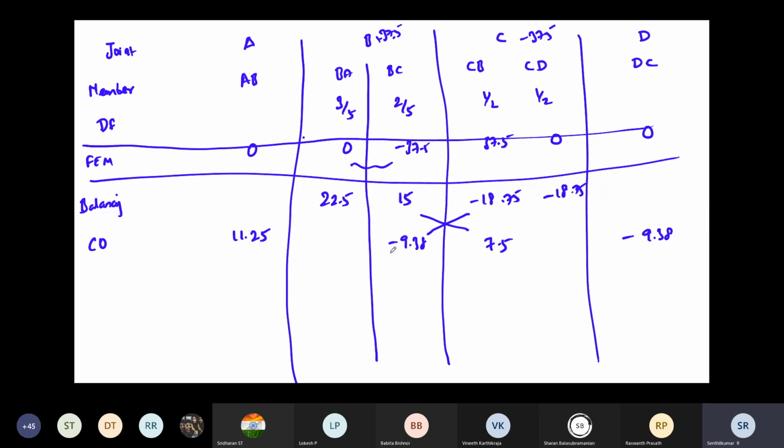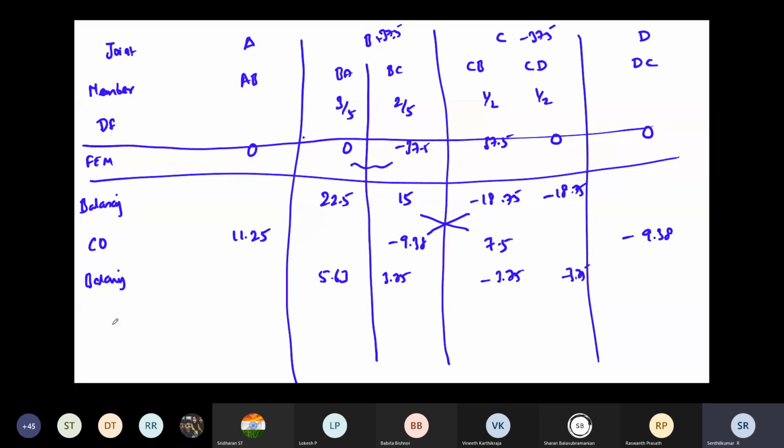So carryover is done. Still here, just assume 9 is a huge difference, 7.5 is a huge difference. So what you have to do? Go for balance. Again, minus 9.38, you have to balance with respect to distribution factor. How much will it come? 5.63, 3.75. Here 7.5, if you are doing that, minus 3.75, minus 3.75.